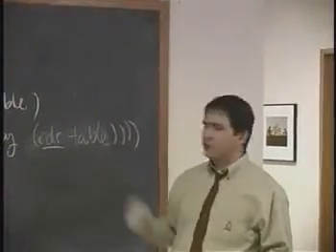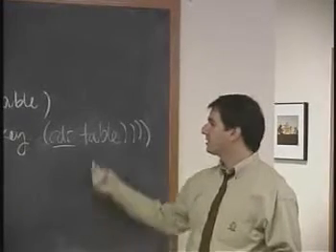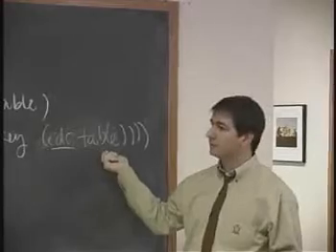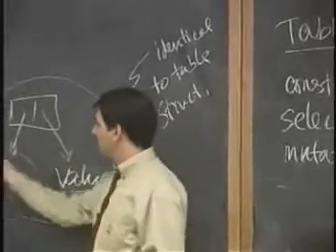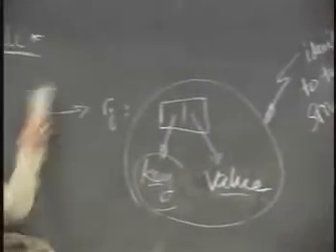So that's why we have this cdr here, to skip over that first element, which will give us then just a list of entries in the table. Each entry is going to have a key, an association between a key and a value, and we'll be able to provide the keys and get the values back using this function assoc, which we'll write now.